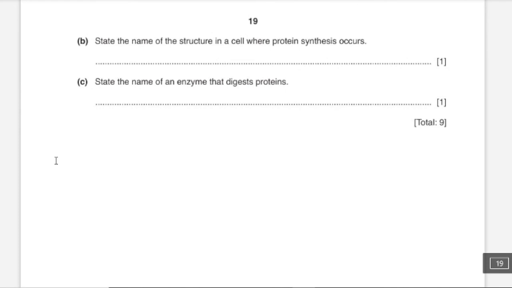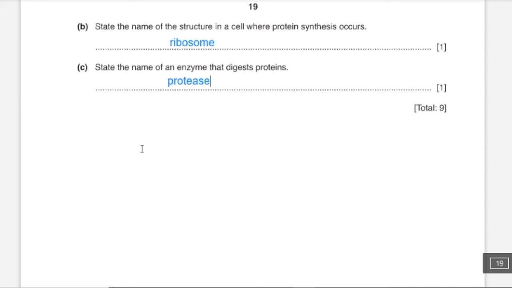State the name of the structure in cell where protein synthesis occurs. Well, that structure is ribosome. C. State the name of an enzyme that digests protein. That can be protease. You can be specific over here and mention any other enzyme, but I'm going with protease, and we're done with this paper.